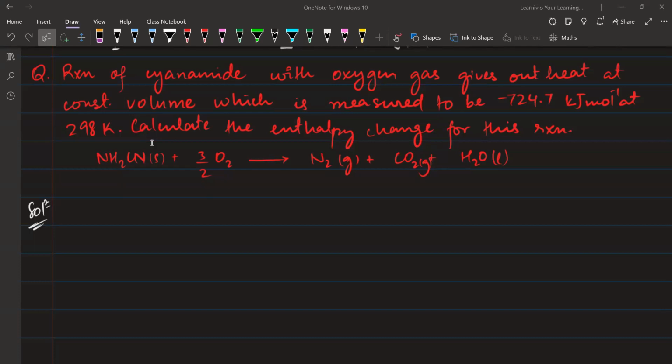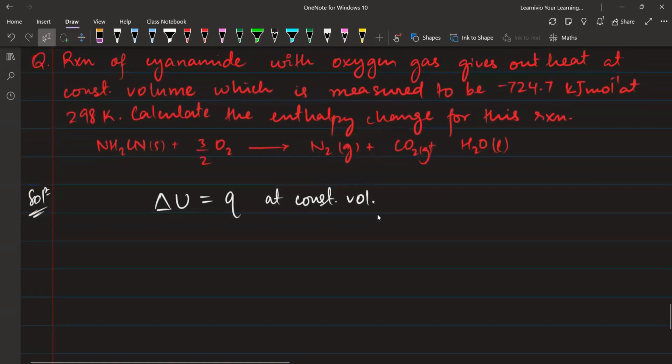Constant volume. So what happens at constant volume? Tell me quickly. Delta U is equal to what? Yep, delta U is equal to Q at constant volume.